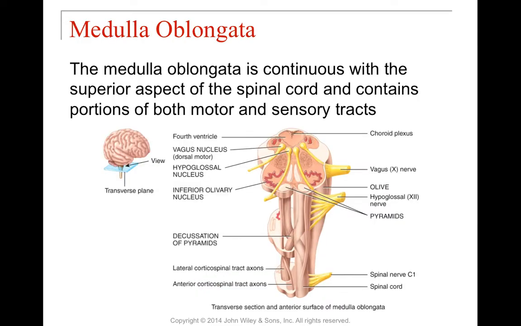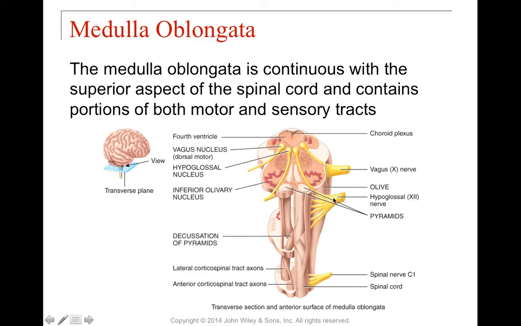Okay, so the medulla oblongata, again, it connects all the way back to the spinal cord and contains different portions of both motor and sensory tracts, similar to what the spinal column is seeing. And so here we have different regions. Here's those pyramids that we were talking about previously. They're going to kind of poke right out of the anterior region. And then we also are going to start seeing some of the cranial nerves. So here's a vagus nerve, here's a hypoglossal nerve.